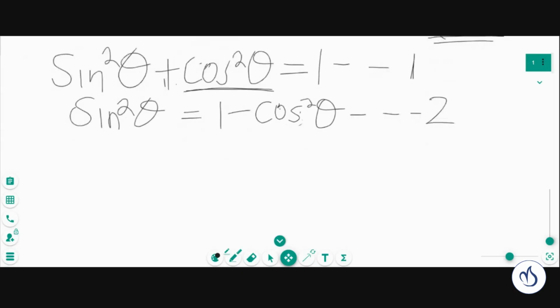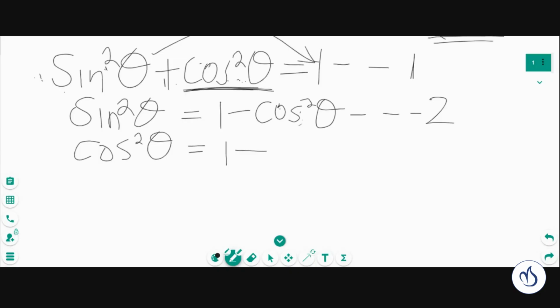So now I leave the cosine on this first side, and instead I take the sine to the other side. I will have cos squared theta equal to 1 minus sine squared theta. If I leave cosine on one side, it means it's the sine which has gone to the other side. The sine now becomes minus. So that is 1, 2, 3.